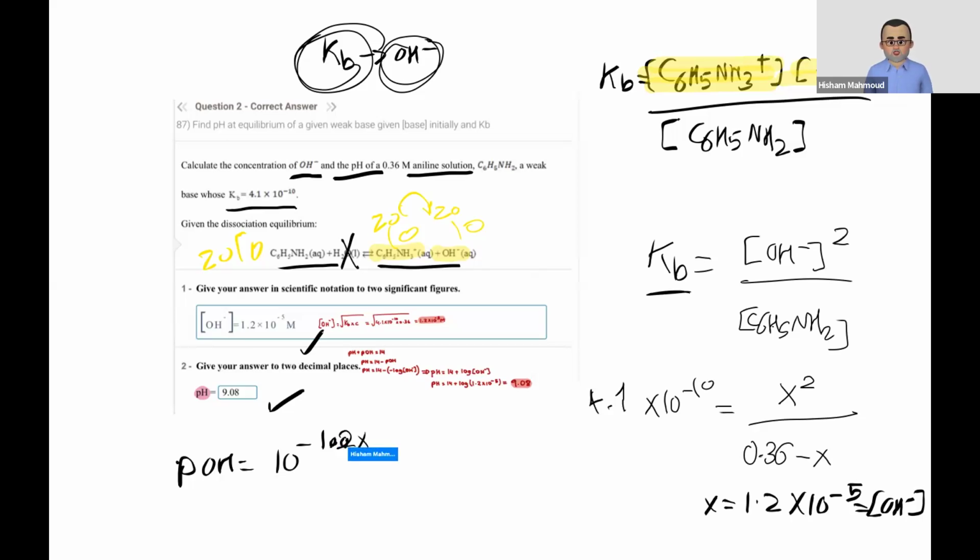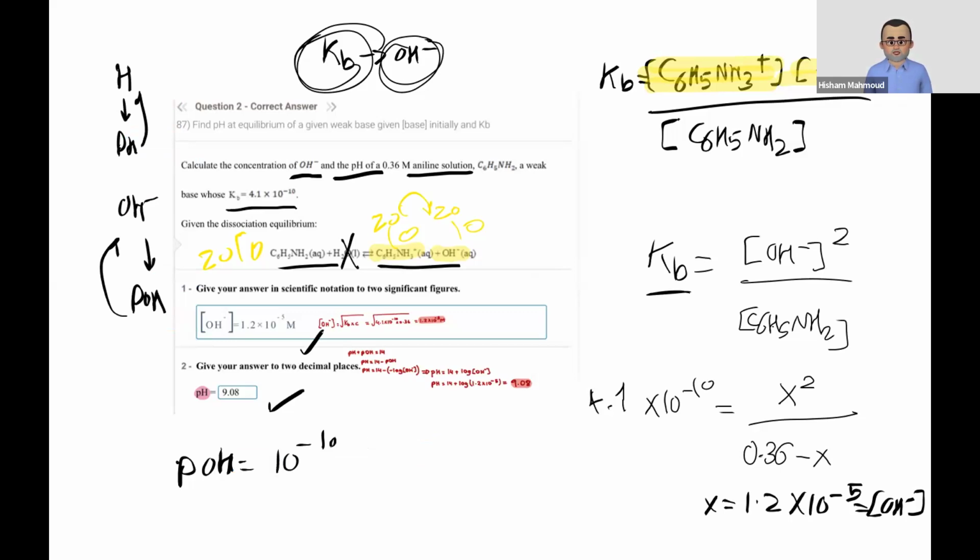Don't forget, how do you change from H into pH and pH into H, and how do you change from OH into pOH? That's by the negative log. But how do you change pOH into OH minus? The pOH is equal to the negative log of OH minus.